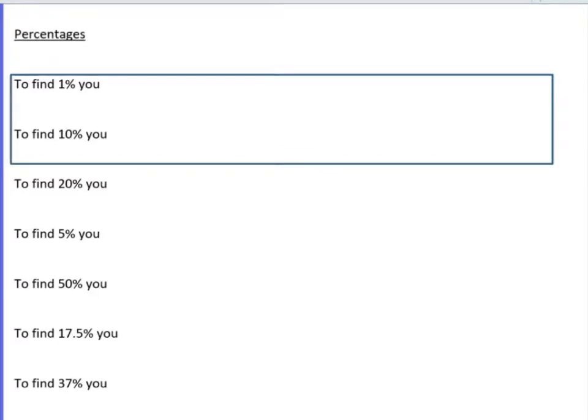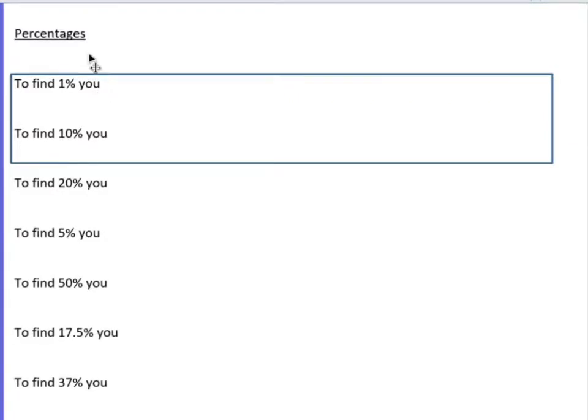We're now going to look at finding percentages without a calculator. To do this, you really only need two things. You need to find 1% and 10%, and then you make up anything else using these two. Let's take 420 as an example.